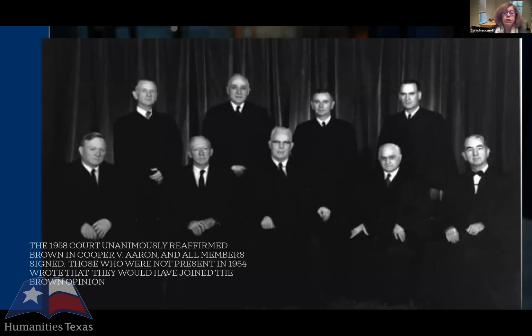And here's the court as it consisted in 1958 in Cooper versus Aaron, where the court not only unanimously reaffirmed Brown and cited Marbury, but all the members of the court signed this opinion, which is extremely unusual. Those who were not present in 1954 wrote in this that they would have joined the Brown opinion. So they're trying to be as emphatic as possible.